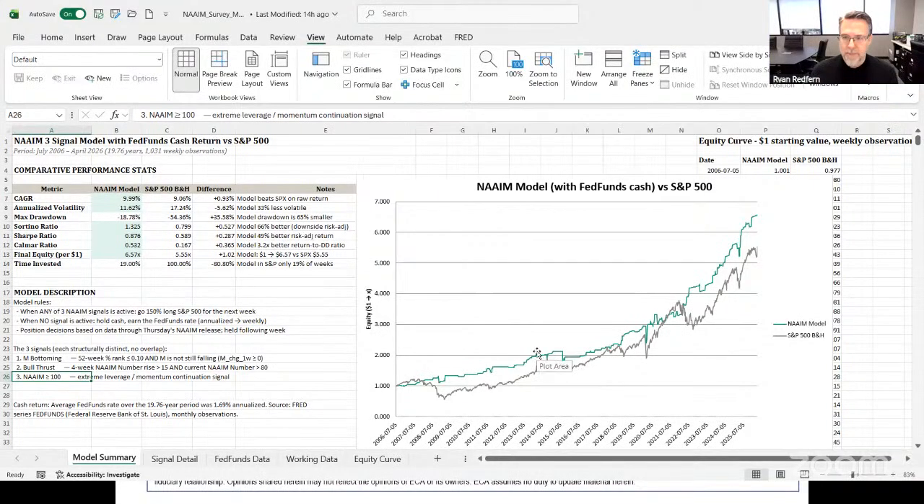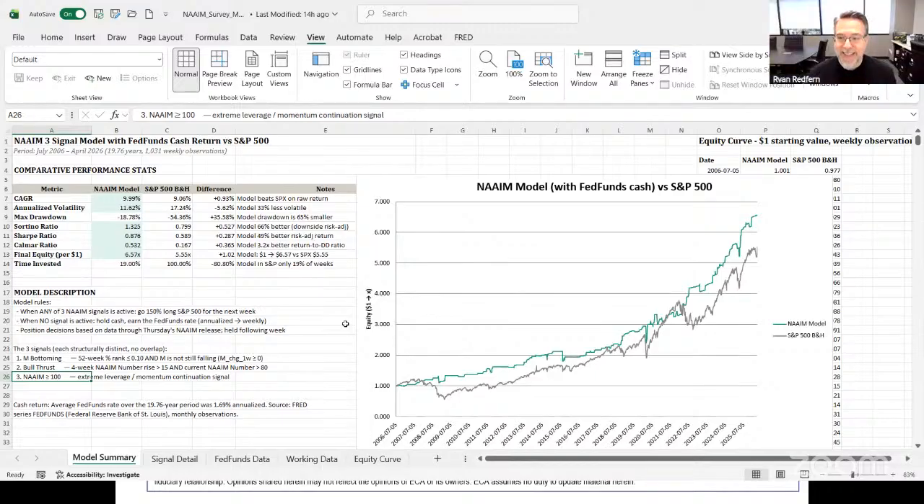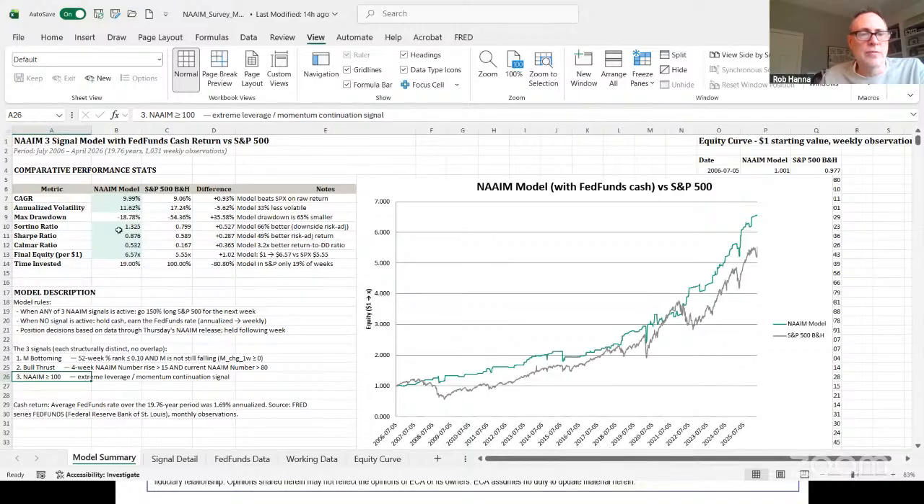We're talking about, and the reason it does, part of the reason it does that is it's only in the market about 19% of the time. Okay. So here you can see the performance metrics, but it's averaged 10% a year versus a little over 9 for the S&P. Volatility is lower.